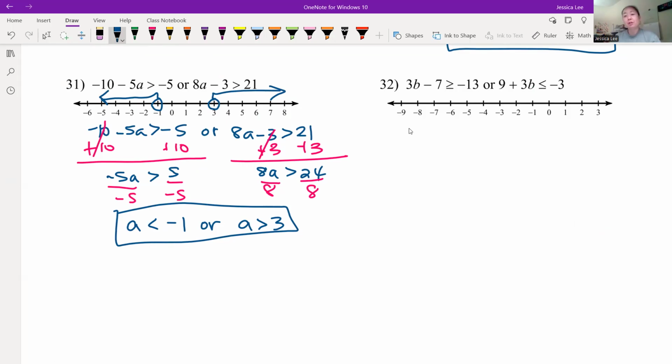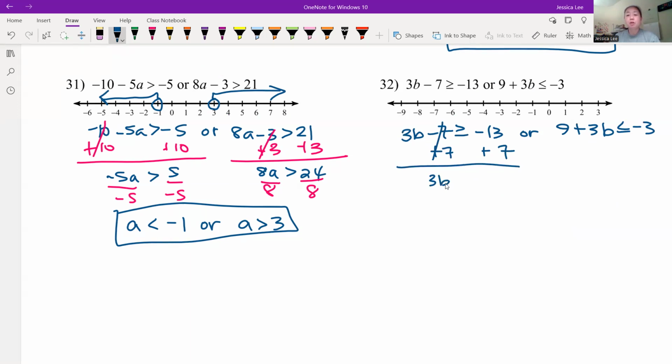All right, last one for 32, we got 3b minus 7 is greater than or equal to -13, or 9 plus 3b is less than or equal to -3. Again, we're going to solve them. I'm not using colors this time. I added 7 on both sides because by now you should know how to solve these. Unless you were just stuck on this one, in which case I apologize. But -13 plus 7 is going to be -6.